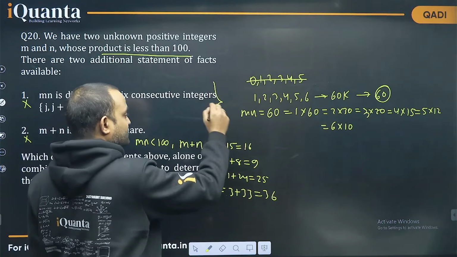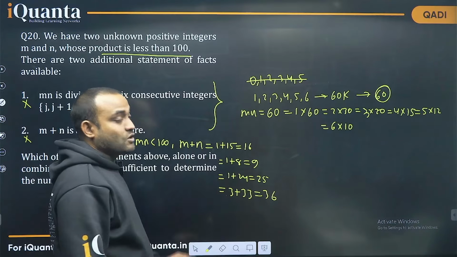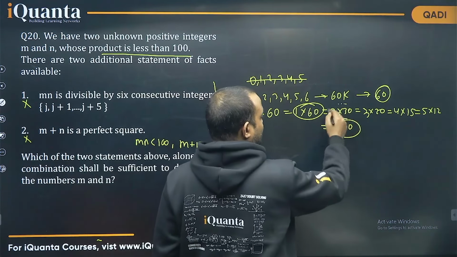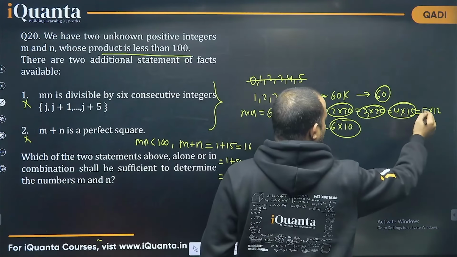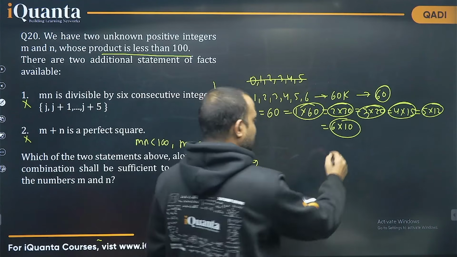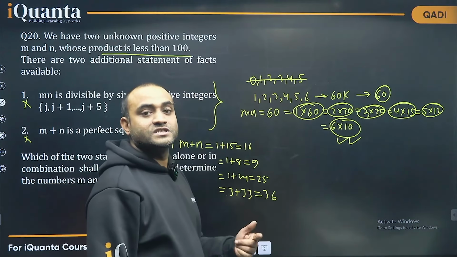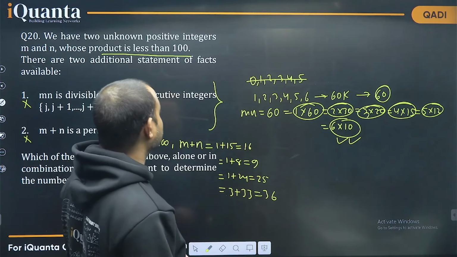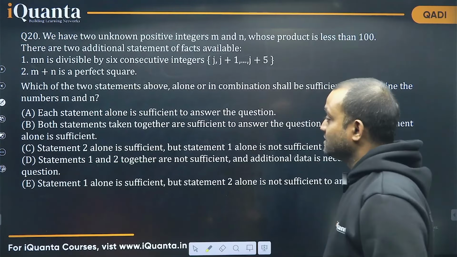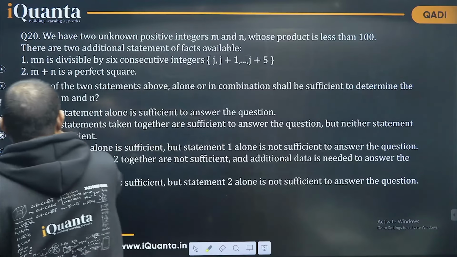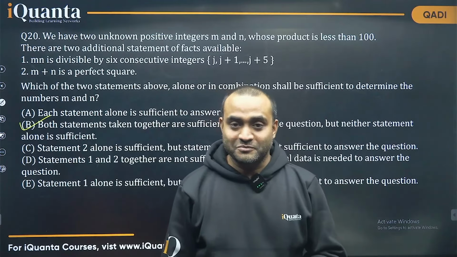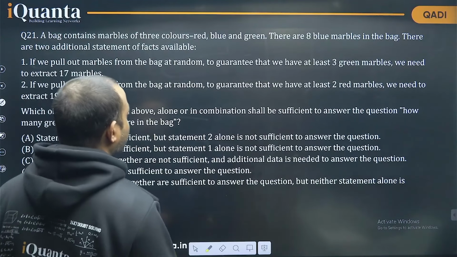But if you match these two statements together, there will only be one solution, which is 6 into 10, because the sums are 61, 32, 23, 6 and 19, 17. None of these sums is a perfect square. Only 6 plus 10 is a perfect square, which is equal to 16. So this question can be answered using both the statements, but not any statement alone. So both statements taken together are sufficient to answer the question, but neither statement alone is sufficient. Answer is option B.